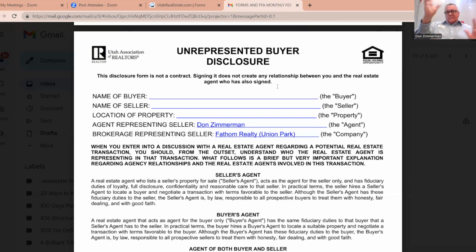If their offer has things missing on it, then you would do an addendum stating that section 5 of the REPC shall be changed to read that Don Zimmerman with Fathom Realty represents the seller, and that the buyer is unrepresented, or whatever you need to address to protect the seller. You can address it in a counter offer or addendums.